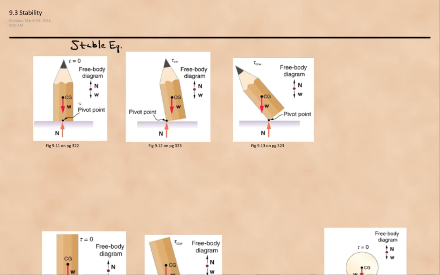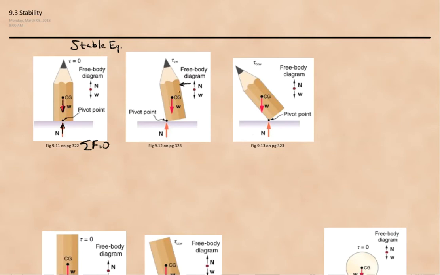In stable equilibrium, we have, first of all, equilibrium. So in this first picture, figure 9.11, we have the weight of the object pointing down. We have the normal force from the surface on which it's sitting pushing up. And those forces add up to zero. It's in equilibrium.